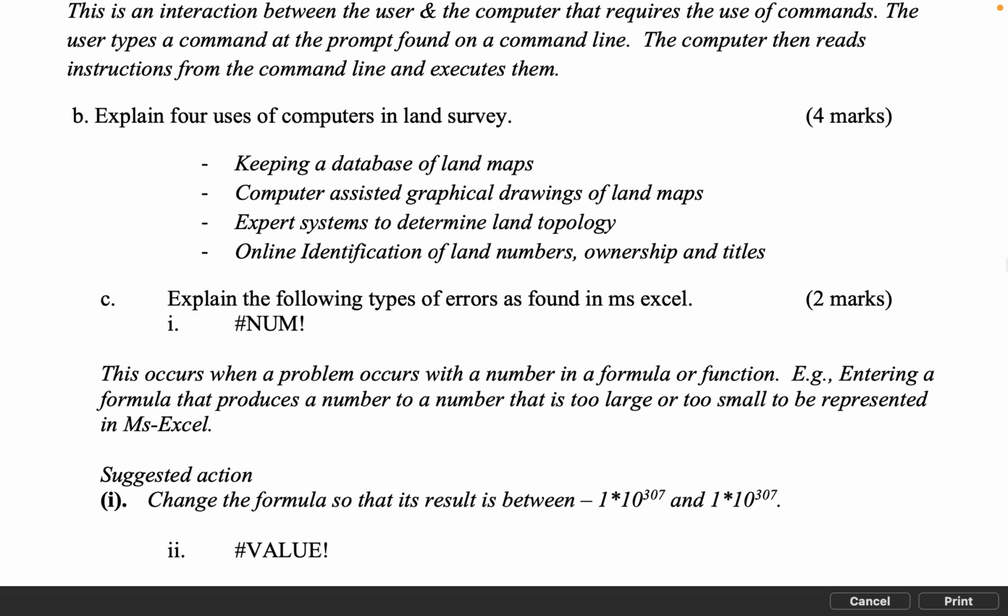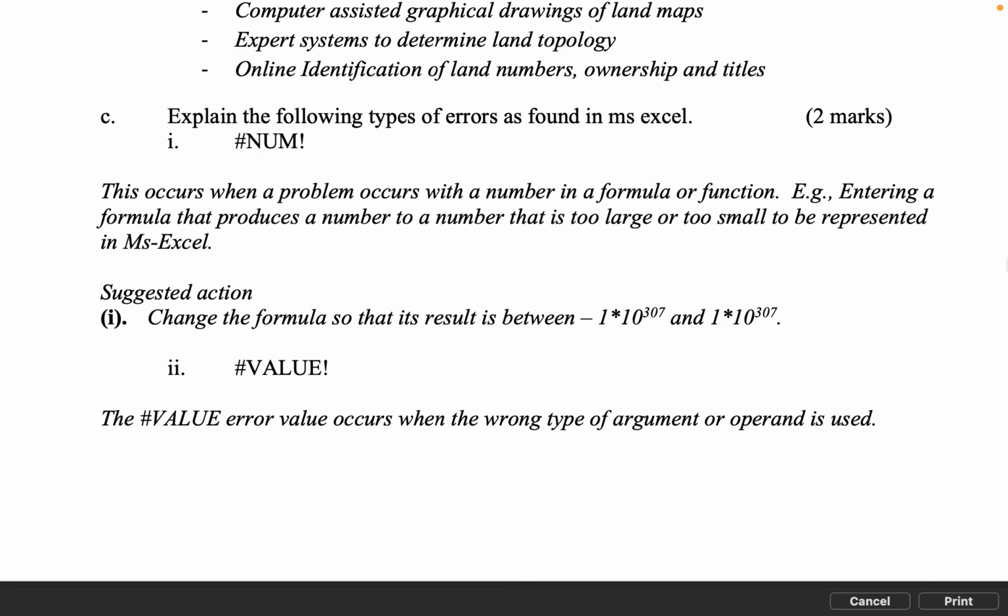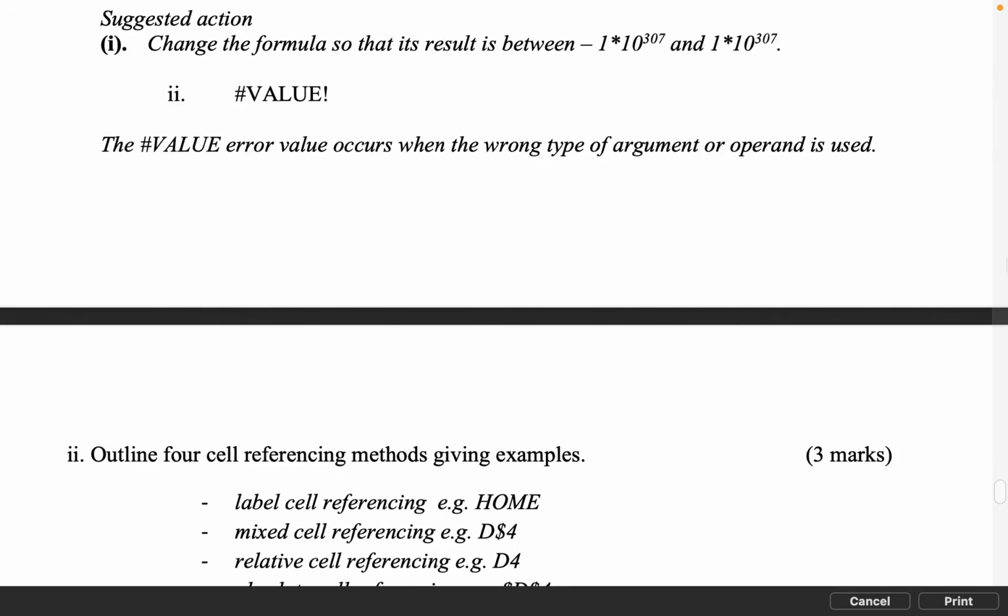C. Explain the following types of errors as found in MS Excel, 2 marks. #NUM!: this occurs when a problem occurs with a number in a formula or function, e.g., entering a formula that produces a number that is too large or too small to be represented in MS Excel. Suggested action: change the formula so that its result is between -1*10^307 and 1*10^307. #VALUE!: this error occurs when the wrong type of argument or operand is used.